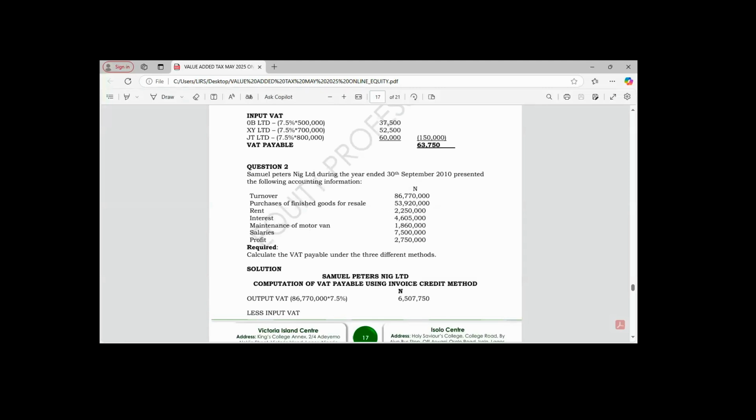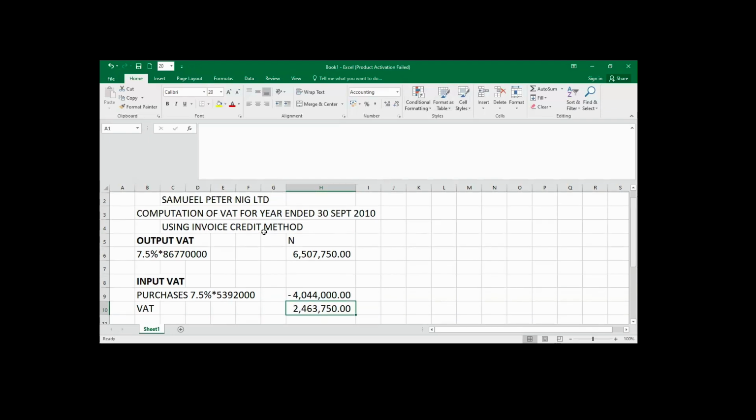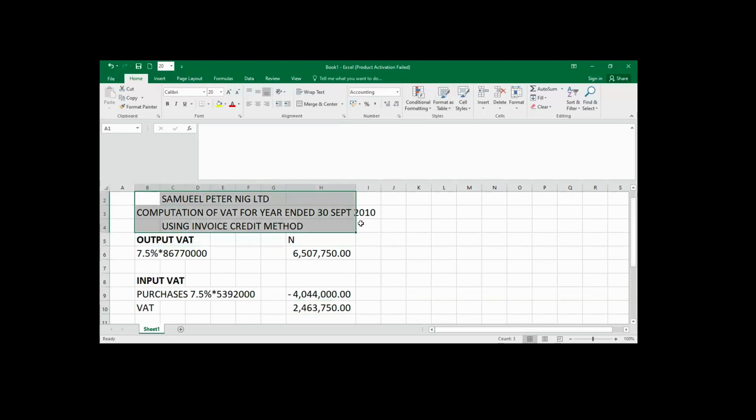So under the invoice credit method, our value added tax will be this value we have here minus this. So the amount of VAT will be 6,507,750 minus 4,044,000. That will give us 2,463,750, which is the value of the value added tax under the first method, the invoice credit method.